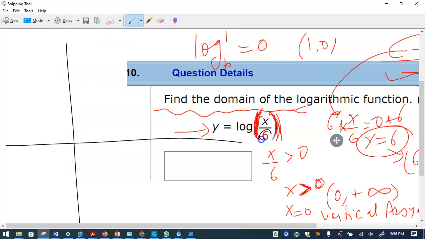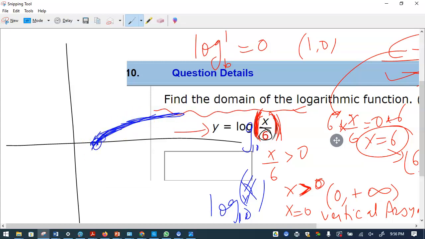So if this 6 was missing, then it would just be the logarithm of x. Remember there is a log, but the base is not shown, it is base 10 right here. So 10 is quite a big number, so the graph looks like this. The x-intercept that we have seen is 1 comma 0, and it goes down like this. This is the original graph.